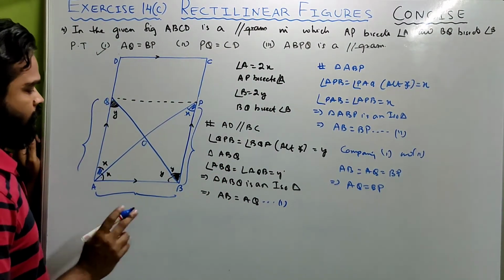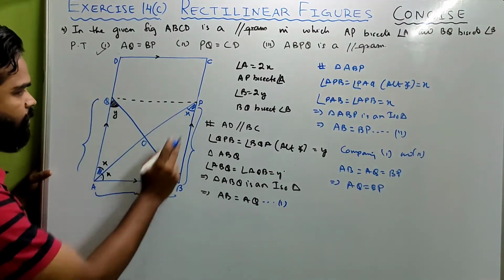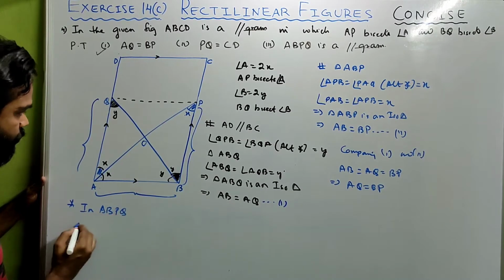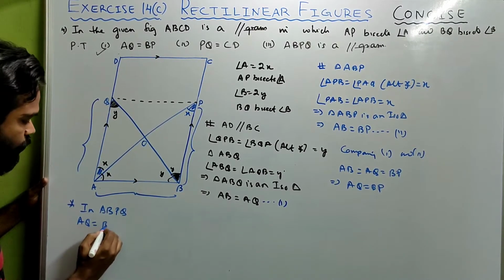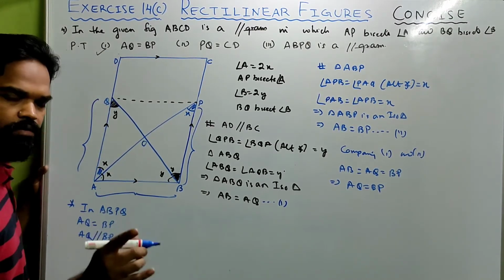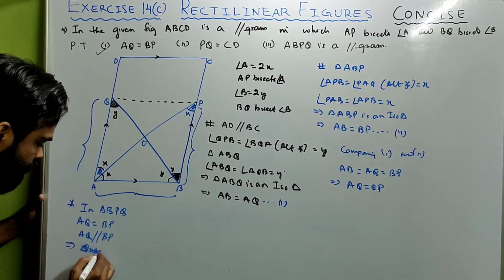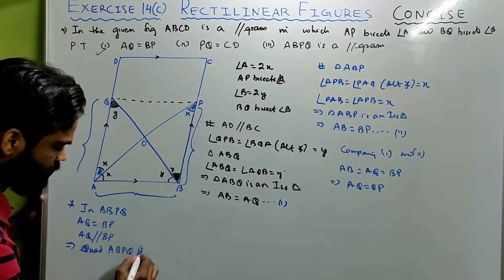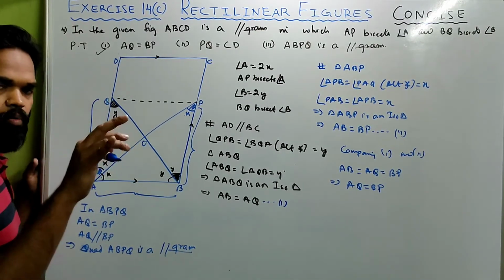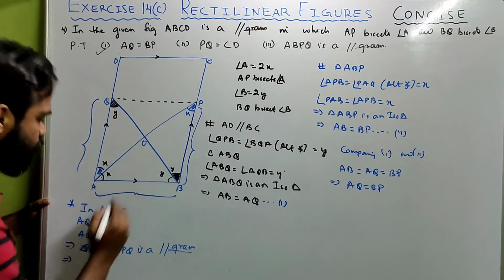Done. Now PQ is equal to CD. That's very easy. Now look, ABPQ. In ABPQ, AQ is equal to BP and AQ is parallel to BP. So if opposite sides are equal and parallel, it's a parallelogram, which means can I write quadrilateral ABPQ is a parallelogram, isn't it? Because one pair of opposite sides are equal as well as parallel, which simply means that AB is equal to QP.